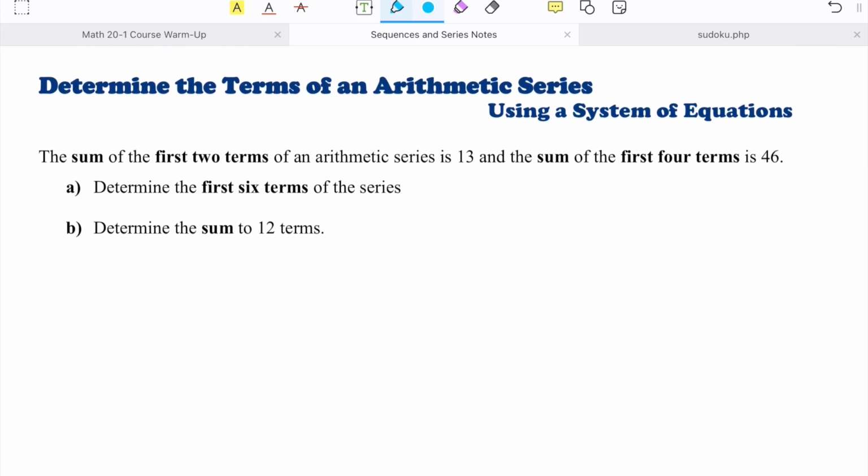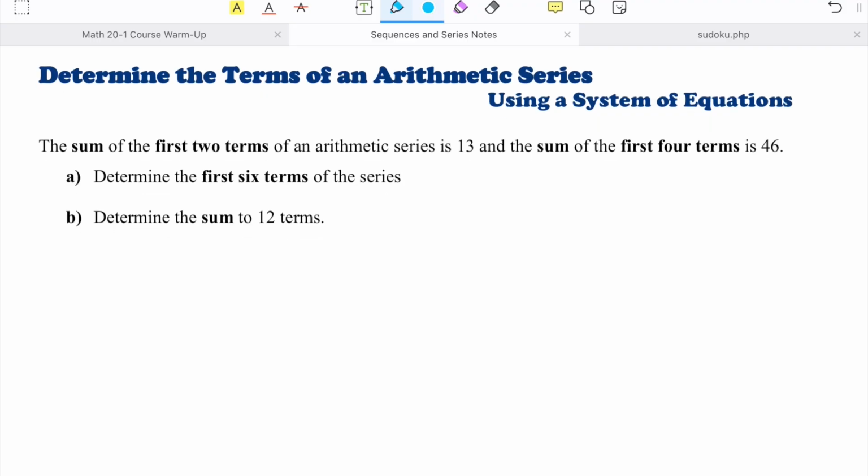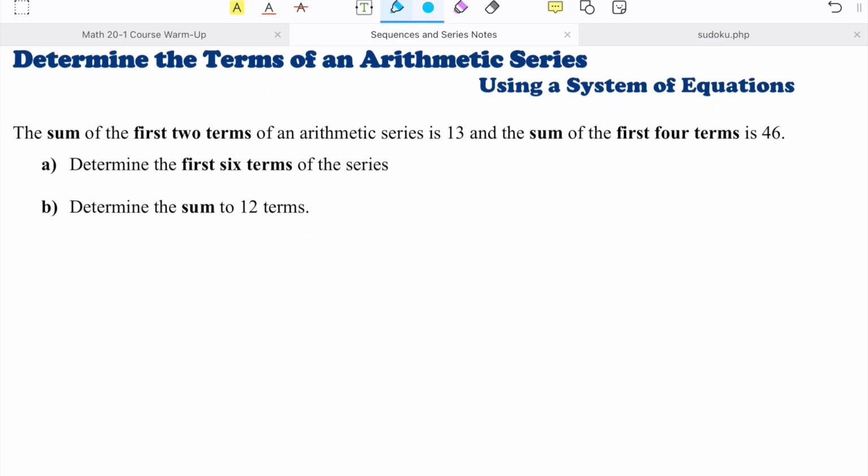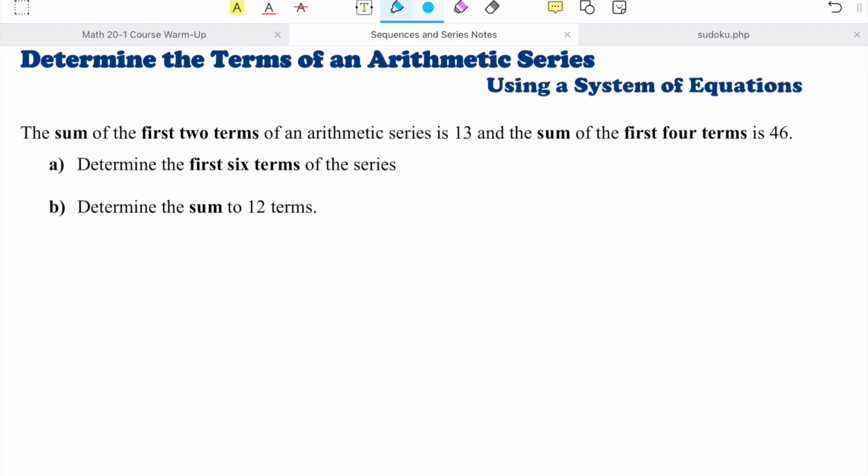Okay, the next question. The sum of the first 2 terms is 13. So we know this tells us that S2 is 13. And the sum of the first 4 terms is 46. Find out what the first terms of the series are. We don't know what T1 is. We don't know what D is.